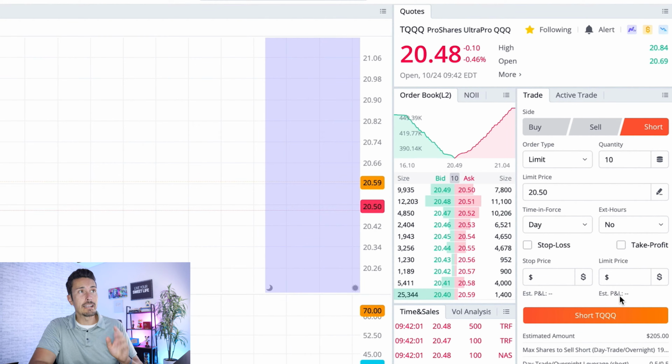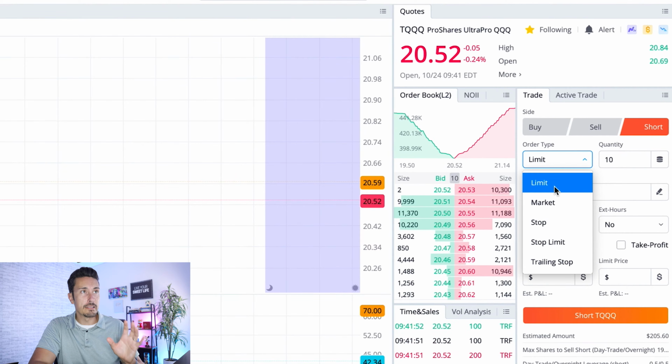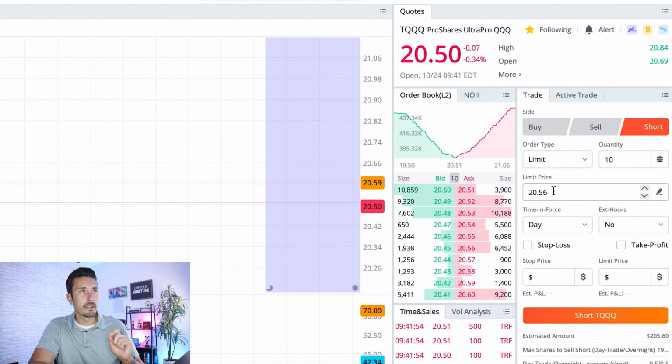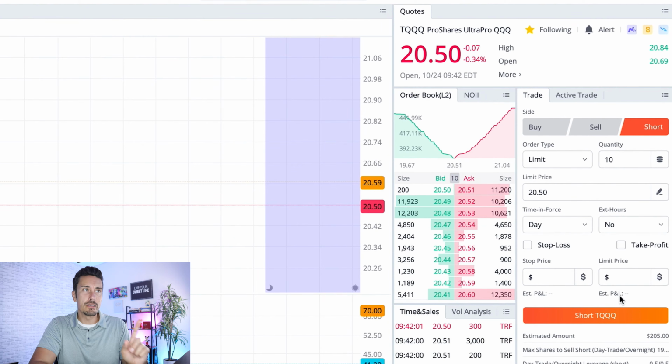So what I do is I set a limit price. For that limit price, we can see right now we're at $20.53. So I'm going to set that limit price to, let's say, $20.50. I'm going to let it go up and down, but the goal is Webull will not execute this trade until we hit $20.50. Once it does, it will then purchase a total of 10.